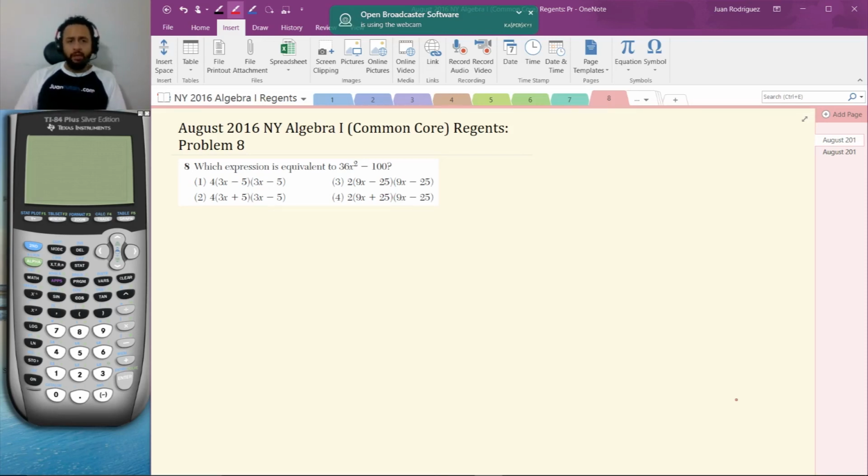So here's the problem. Which expression is equivalent to 36x squared minus 100? Choice 1, 4 times (3x minus 5) times (3x minus 5). Choice 2, 4 times (3x plus 5) times (3x minus 5). Or choice 3, 2 times (9x minus 25) times (9x minus 25). Or 4, 2 times (9x plus 25) times (9x minus 25). Oh, that's a lot of stuff. It is a lot of stuff.